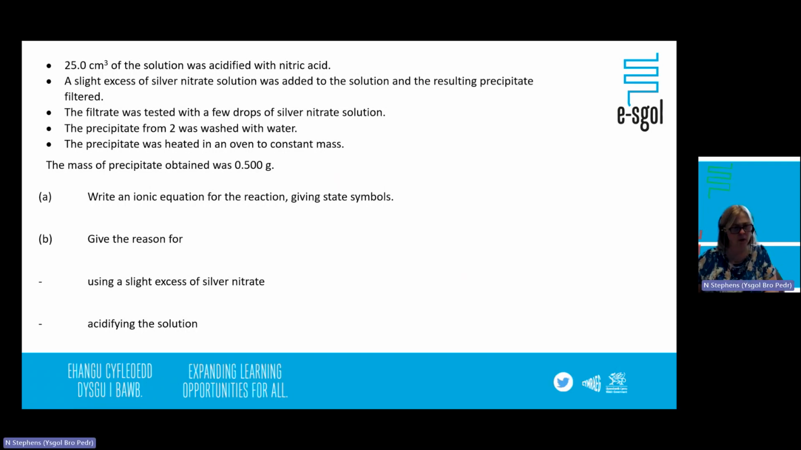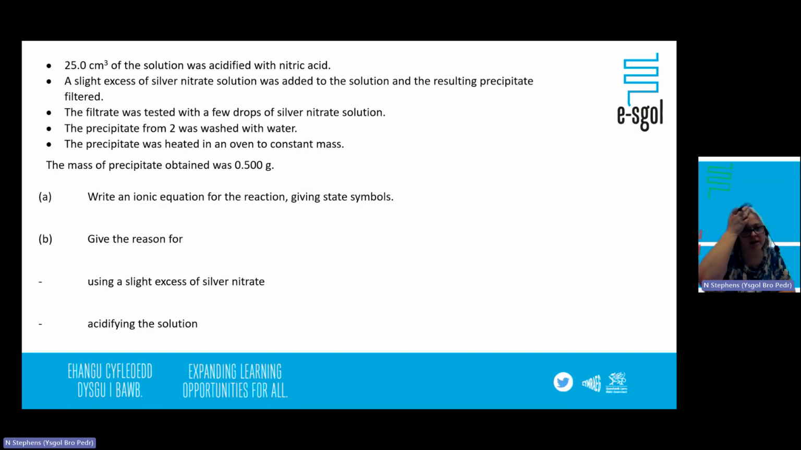Okay. So as you can see there, the first question was write an ionic equation. Now, I haven't touched upon it until now, but I'm hoping you're all familiar with the different types of representation. So symbol equations versus ionic equations. If they specifically ask you for an ionic equation, the most crucial thing is the inclusion of state symbols. Without that state symbol, you're unlikely to gain credit.